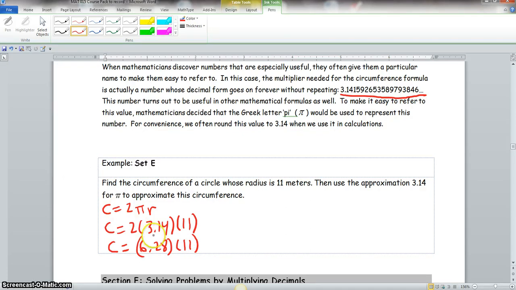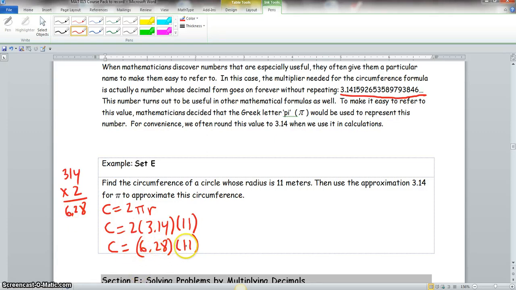Now just for clarity's sake, we could drop the decimal. This would be 314 times 2. 2 times 4 is 8. 2 times 1 is 2. And 2 times 3 is 6. We add 2 digits behind the decimal, so that's how we get our 6.28.